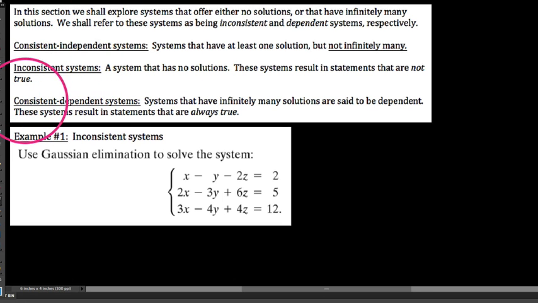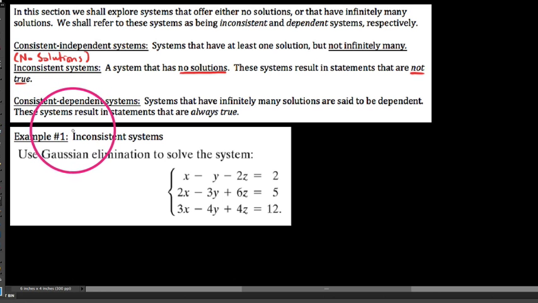The two that we're going to be focusing on in this video are the inconsistent systems, or the consistent systems that we refer to as being dependent. The difference between these really quickly is that an inconsistent system basically just means no solutions. There's not a set of solutions that makes all of the equations in the system true at the same time. It's also worth noting that these are systems that result in statements that are not true. So we're going to see that happen here in this first video.